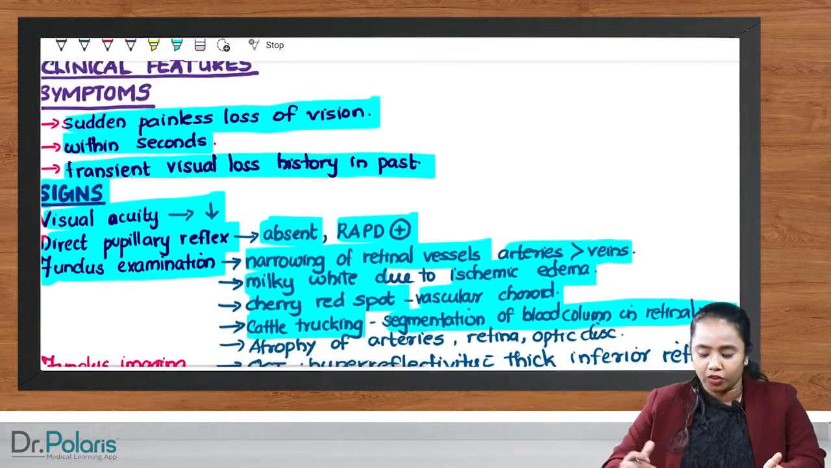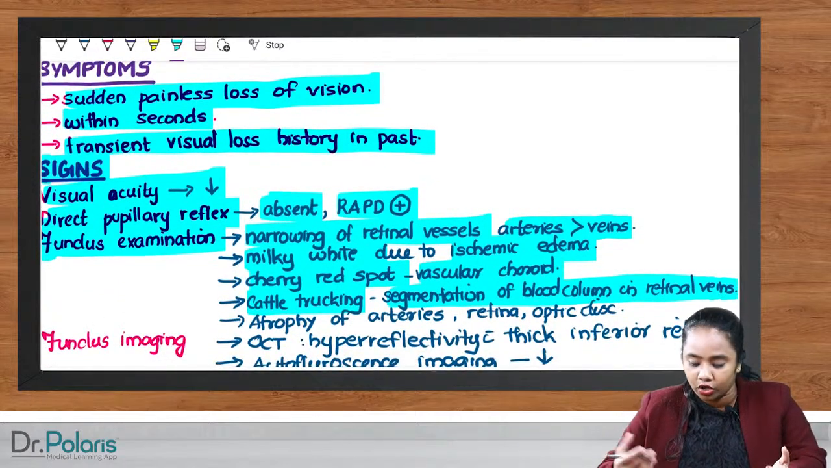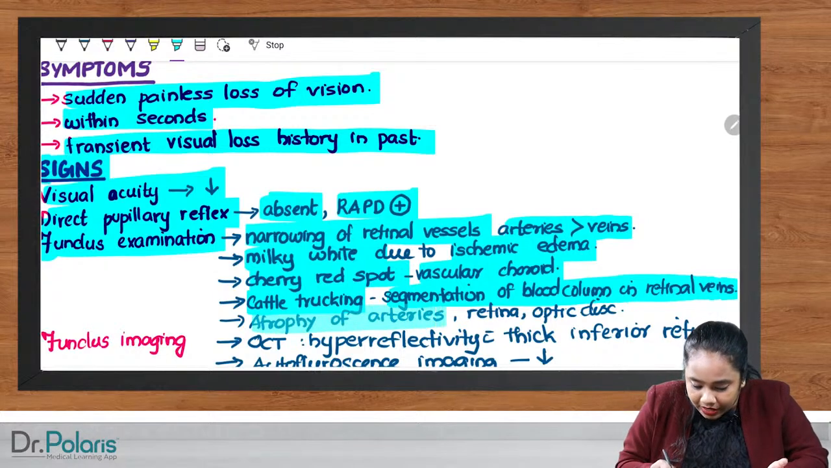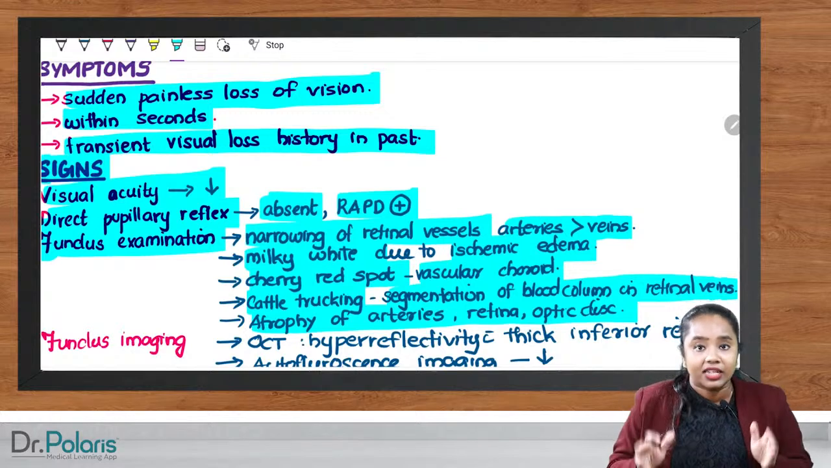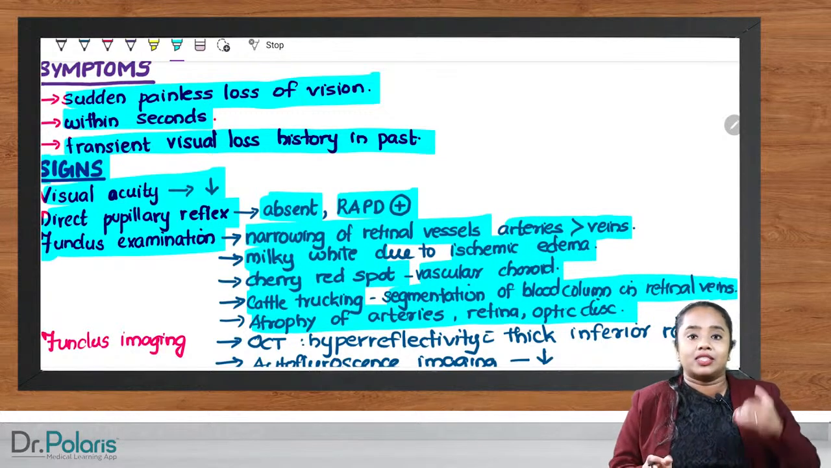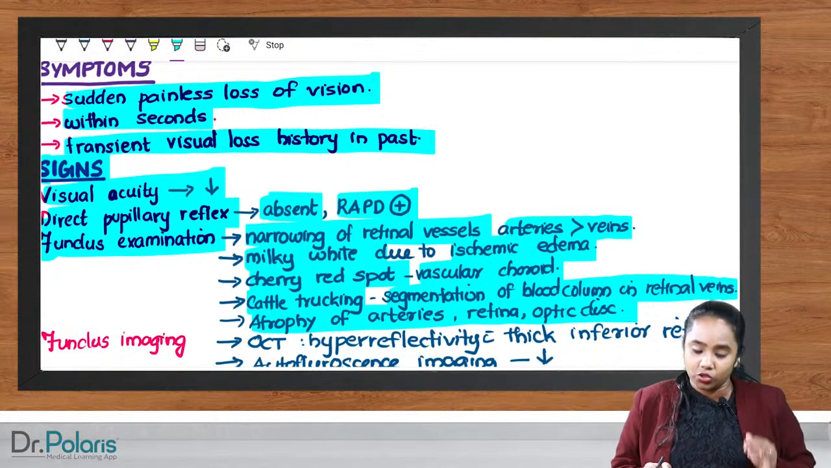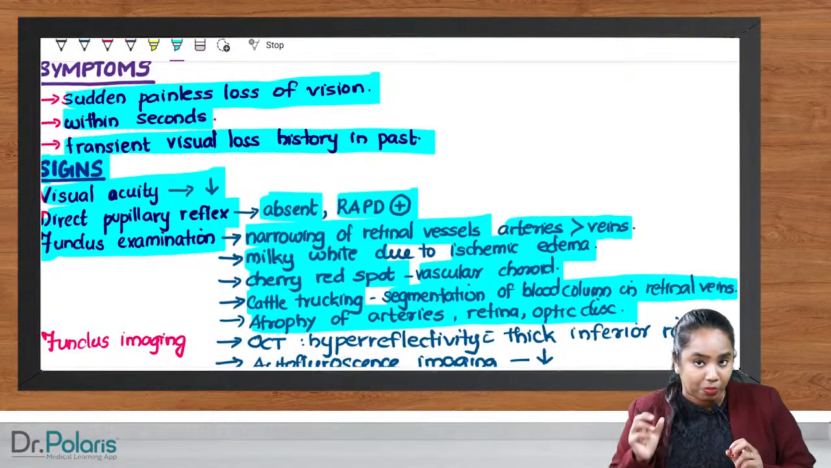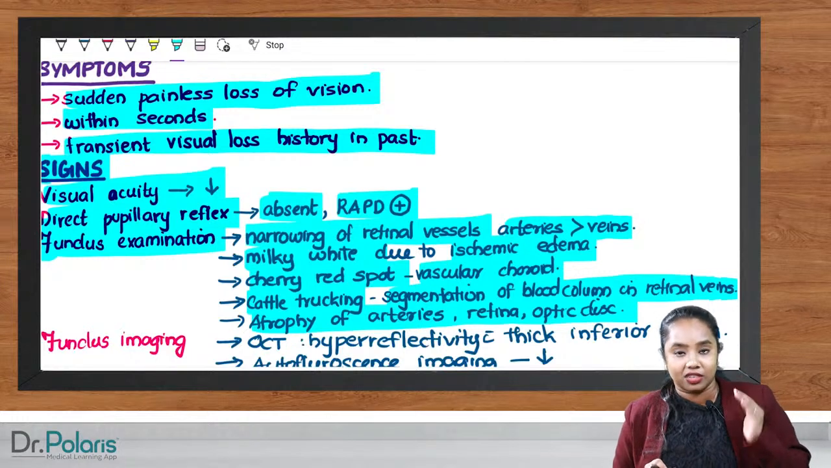Then there is atrophy of the arteries, the retina as such, or the optic disc will undergo atrophy because of the reduced blood supply. So, fundus examination shows maximum changes starting with the narrowing of the vessels where arteries are more narrowed than veins, milky white appearance due to the edema, cherry red spot because of the vascular choroid, cattle trucking because of the segmentation of the blood column in the retinal veins, and atrophy of the arteries, the retina, or even the optic disc.